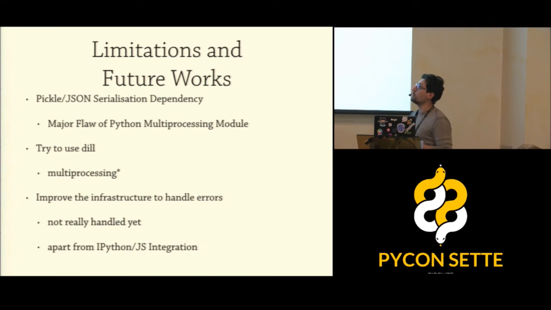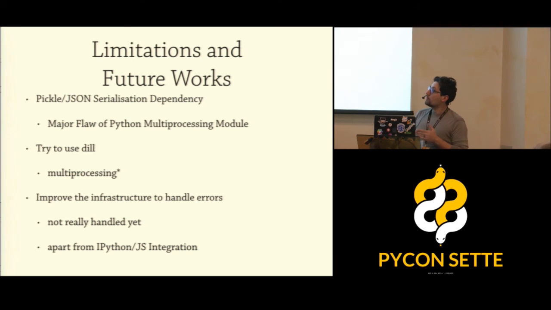Very few notes about, of course, limitations. It's full of limitations, of course. It's just an experimental game I did. But I would like to point out that so far my code is based on Pickle and JSON serialization, which is, in my humble opinion, one of the major flaws of the Python multiprocessing module. Because in case you would like to execute multiprocessing with Python objects which are not picklable, you are not able to do that in any way. In fact, when you use multiprocessing, you have to define the pool of processes in a global scope, and then the function to apply multiprocessing should be a function, not a method, because methods are not picklable and stuff like that.